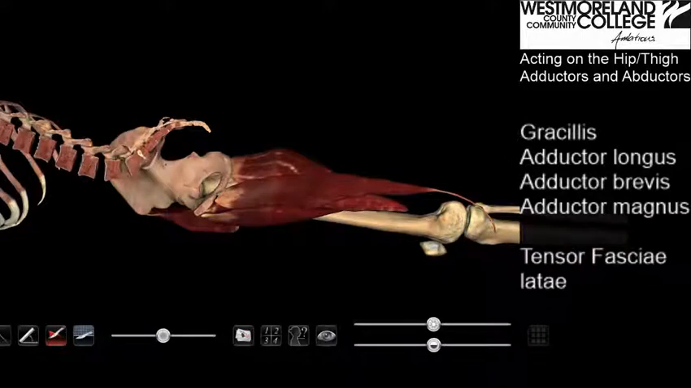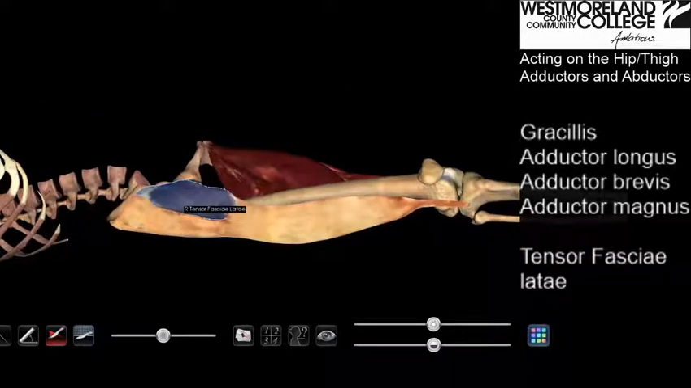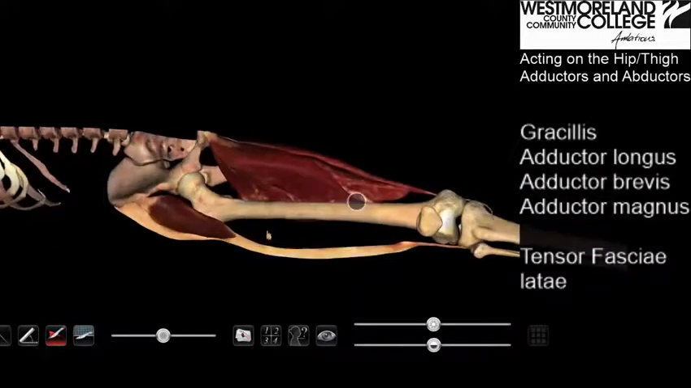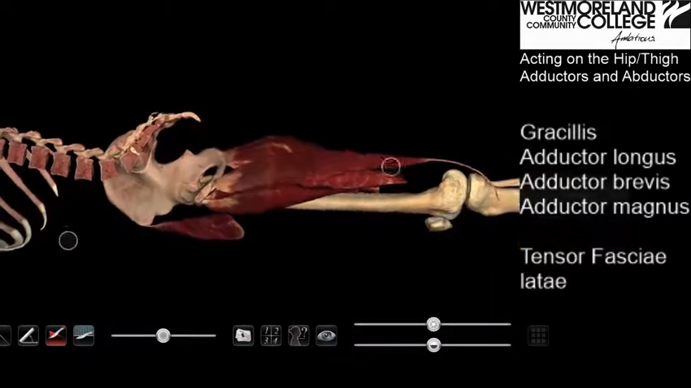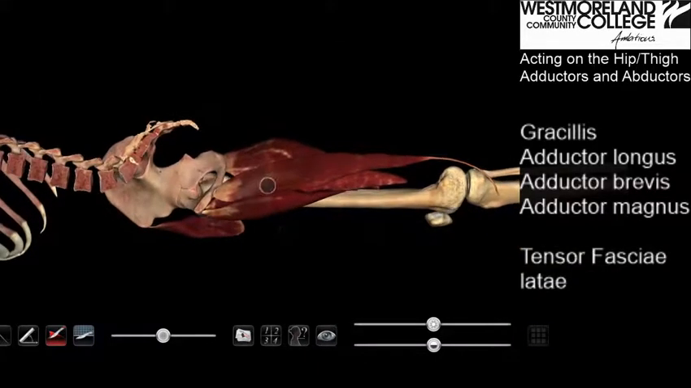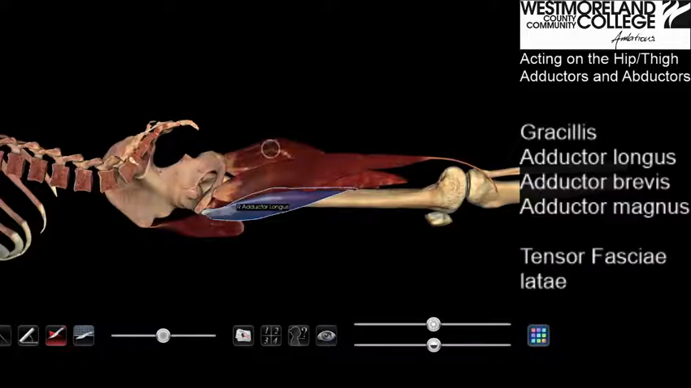And I'm just highlighting the bones to sort of give you an idea of where we are. And then there is the tensor fasciae latae, and we can see it connect from the os coxa to the tibia. Looking more closely, we can see the gracilis is the medialmost and largest of the adductors. Anterior is the longest, posterior is the magnus.